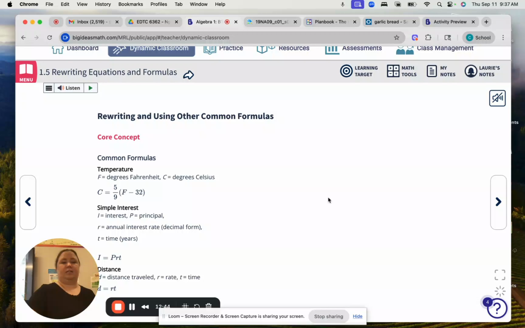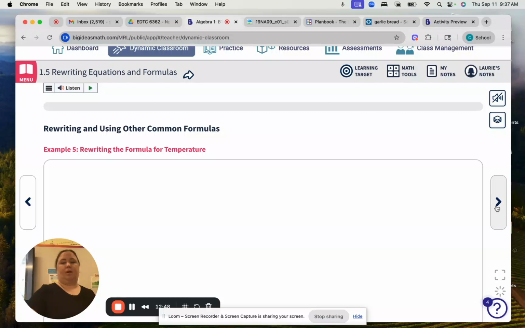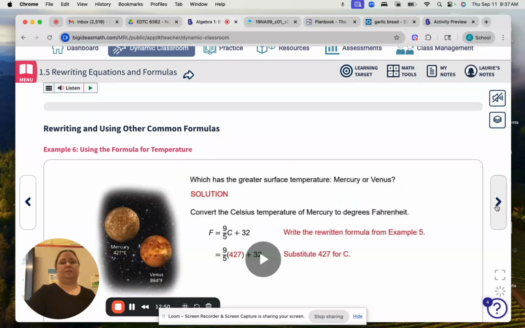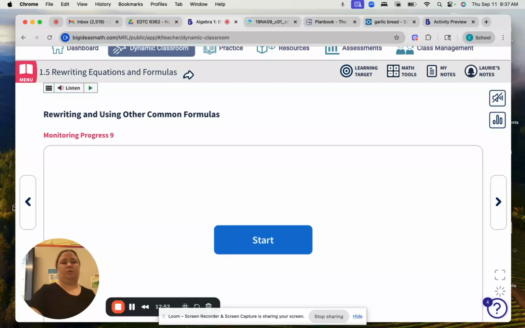Probably gonna move on pretty quickly because we have 2 more examples. Ooh, we have 3 more examples. Ooh, Lord. All right, we're gonna keep going.